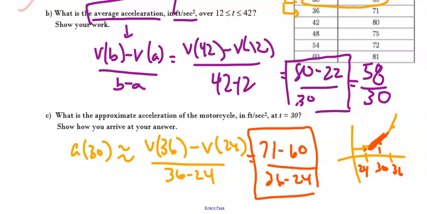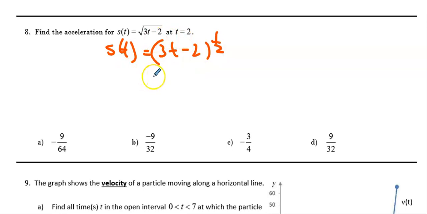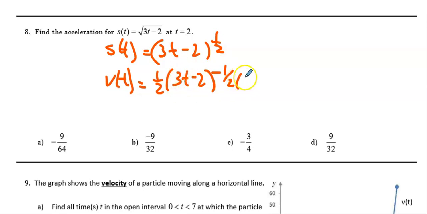Okay, I have one more to do and one more I want to show you just how to do it. Question number 8, I just want to be very, very careful with this one. When you're finding the acceleration of this position function, remember that this position function is just 3t minus 2 to the 1/2 power. Remember that when you do this velocity, you have to worry about the chain rule. So it's 1/2, 3t minus 2 to the negative 1/2, and then we're going to multiply by 3. So just be really careful about that.